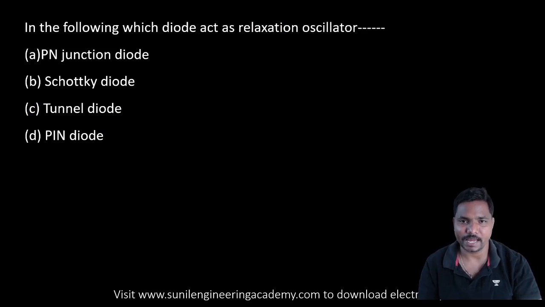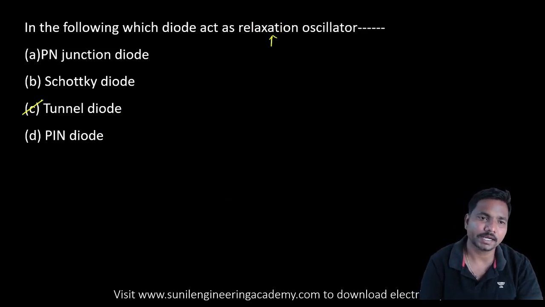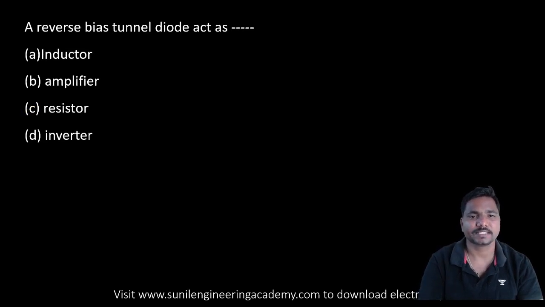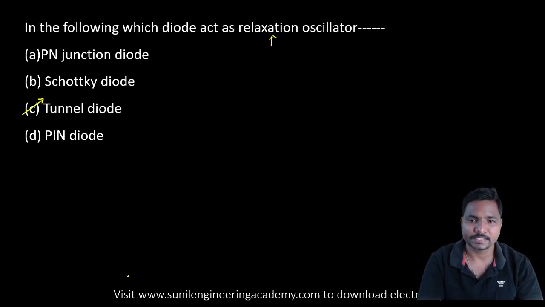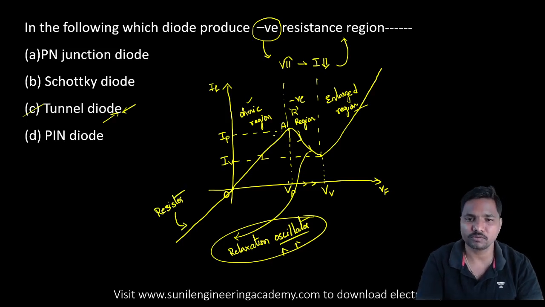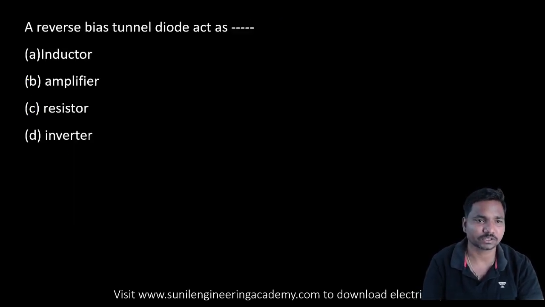Which of the following diodes acts as a relaxation oscillator? Just now I have explained: the tunnel diode. A reverse biased tunnel diode acts as dash. In the case of reverse bias, as voltage increases in the negative direction, current also increases in the same manner. So in reverse bias, it will just act as a resistor, for low values of the voltage as well. In both cases, reverse bias acts as a resistor.